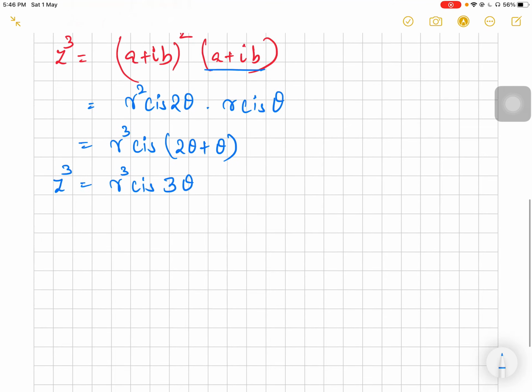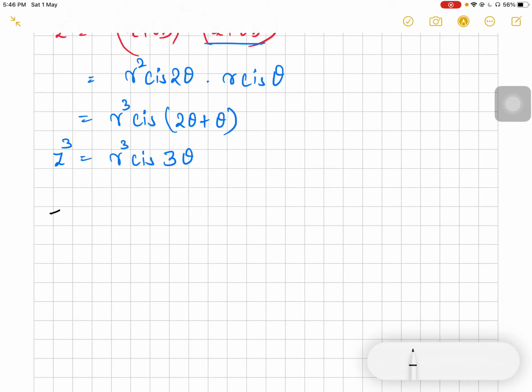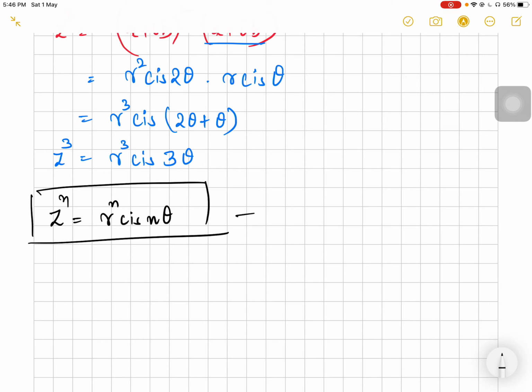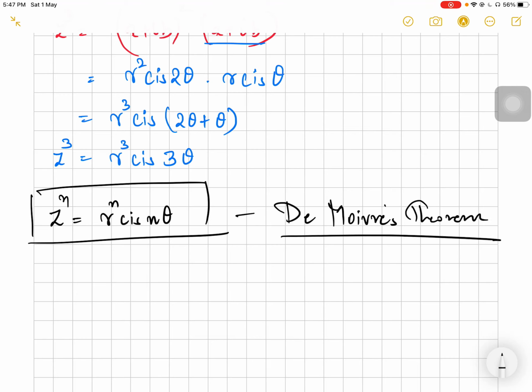So in general, I can say for any complex number z, if I want to calculate its nth power, the answer is nothing but r to the power of n cis n theta. This is true in general, and this is also called De Moivre's theorem. Now this becomes helpful in calculating higher powers. Let's see that with an example.